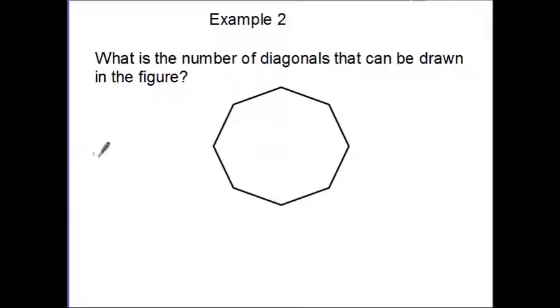For our next example, we want to know what is the number of diagonals that can be drawn in the figure. So again, we want to first start off by determining how many sides it has. So here we go. 1, 2, 3, 4, 5, 6, 7, 8 sides. So here we go. Our formula to determine the number of diagonals is going to be n squared minus 3n all over 2.